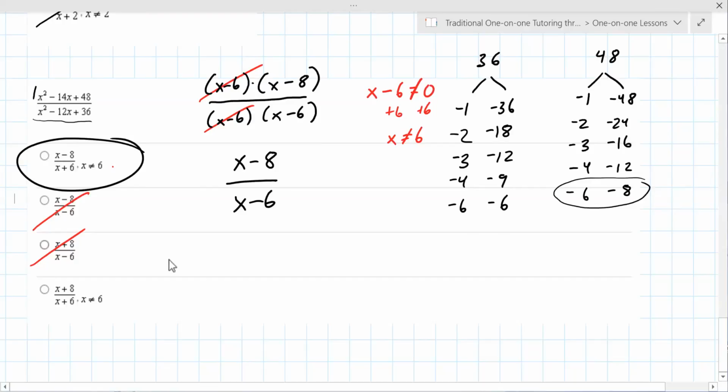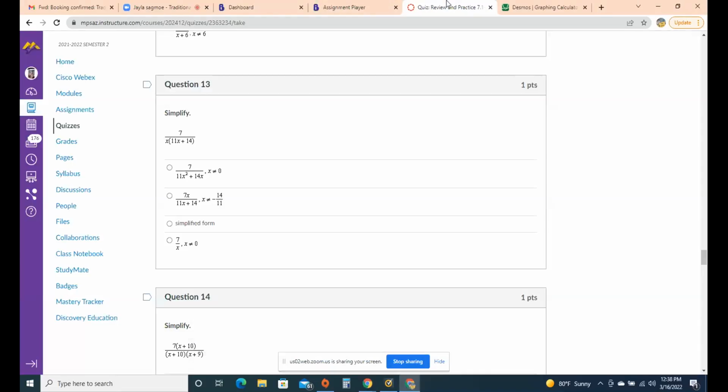But yeah, I will share my screen now. All right. So this one is a little bit different. It's different because there's nothing to cancel on the top and the bottom. Do you see that?